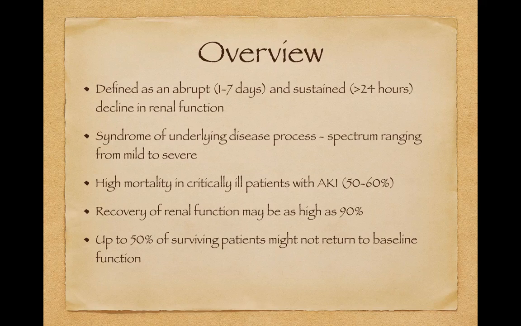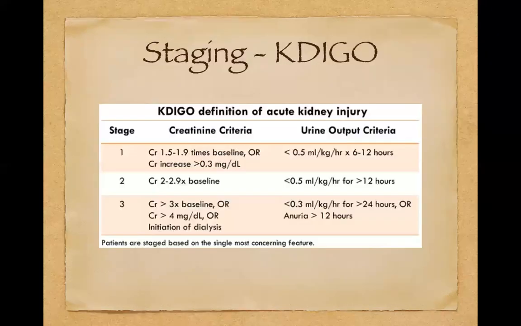The reason why it's so important is because it's associated with a high mortality in critically ill patients that have AKI, up to 50 to 60%. And when you recognize it early enough and treat it correctly, you can actually get a recovery of your renal function as high as 90%. But even despite that, sometimes 50% of surviving patients might not even return to their baseline function. So that is the issue with AKI.